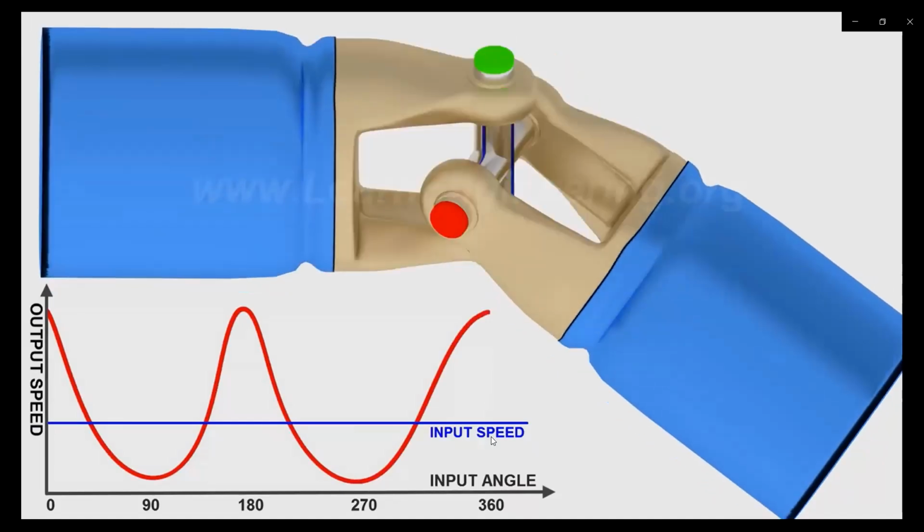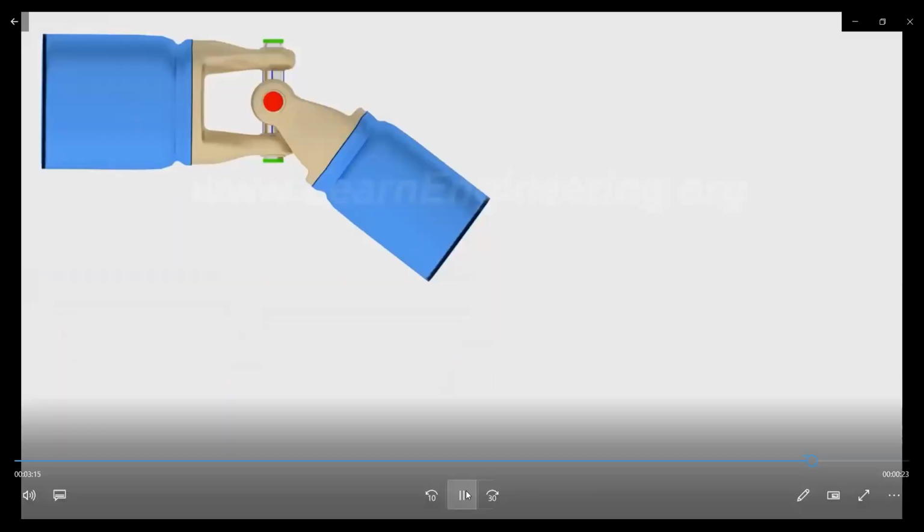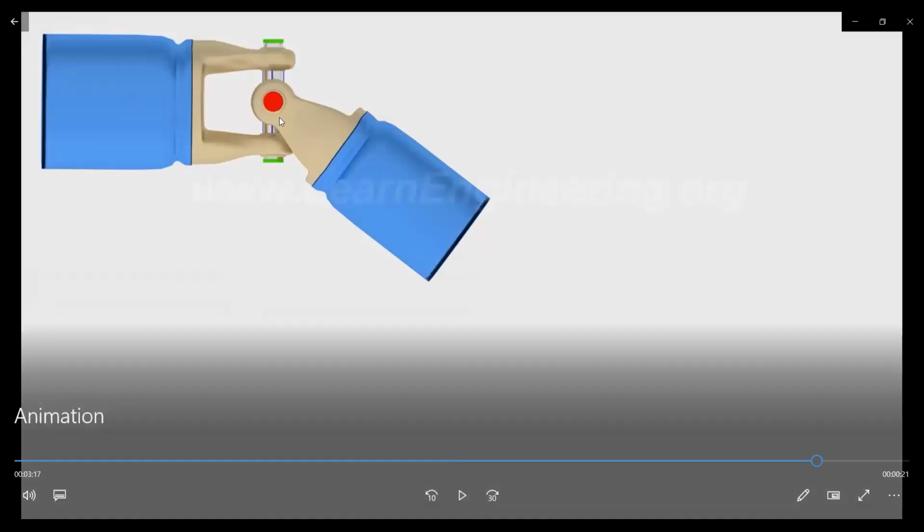But you can make it a constant velocity joint by incorporating another joint. So when you use a single hook joint, you do not get a constant velocity joint. You get a jerky motion of the output shaft. That is kind of useless motion.